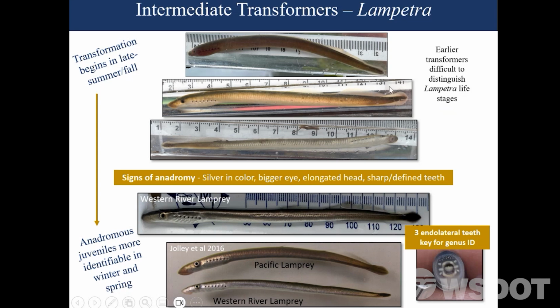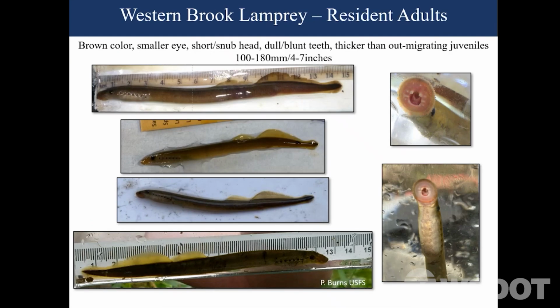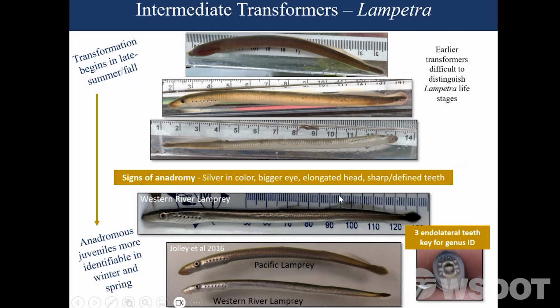So you can use the tail for ID. But it's a little bit hard sometimes to determine the life stage. But once we get later in the season into winter and spring, you'll see really big differences. So the Lampetra that are going to stay are going to turn into that brown color. They're going to be basically these ones. And then the ones that are heading out to the ocean are going to get really silvery.